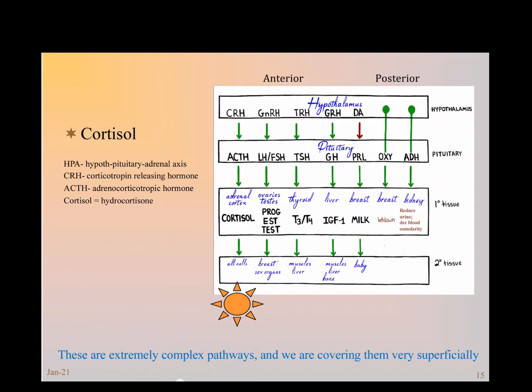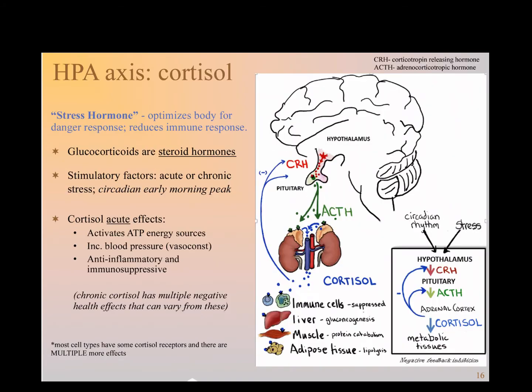So we're going to start by talking about the cortisol pathway. The cortisol pathway is going to start in the hypothalamus with corticotropin releasing hormone, then hits the pituitary, which releases adrenocorticotropic hormone, then hits the adrenal cortex, which releases cortisol, which then goes to almost every cell in the body.